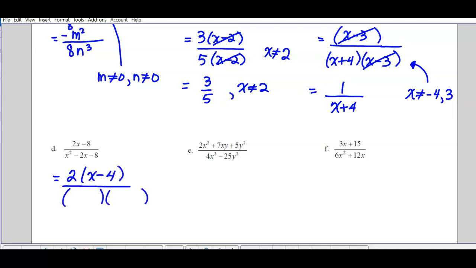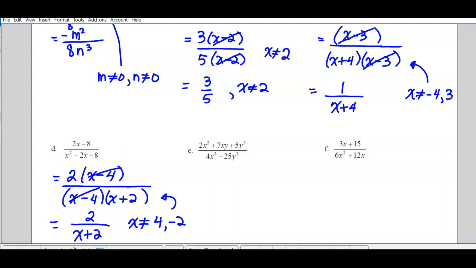Simple trinomial. Two numbers that multiply to -8 and add to -2 would be -4 and +2. And then let's divide out. So we're left with 2 over x plus 2. And x cannot be equal to 4 or -2 from this statement.